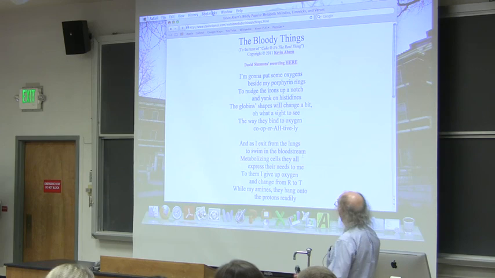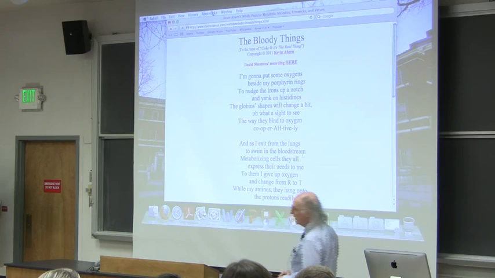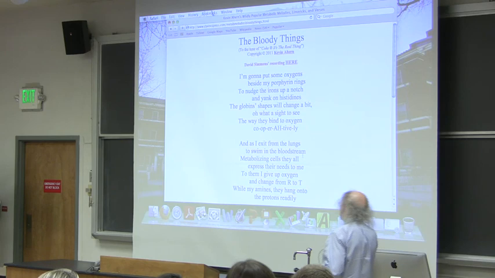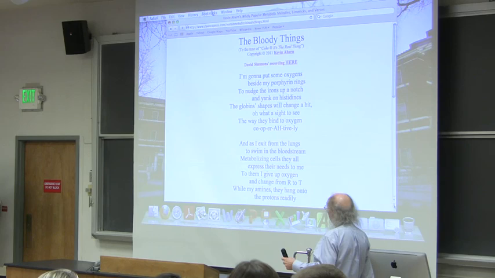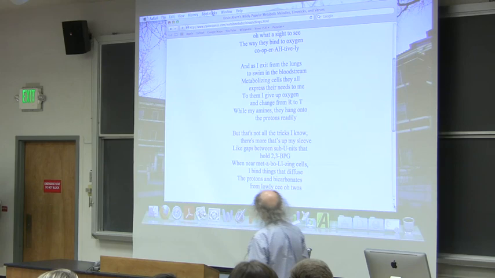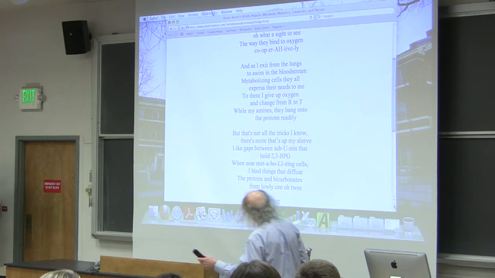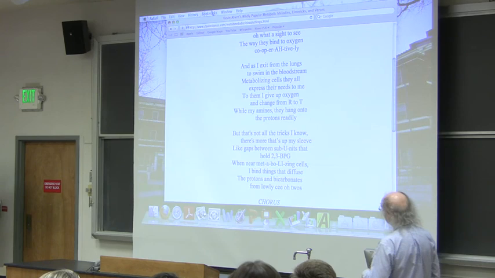I'm gonna put some oxygens beside my poor friend rings, to nudge the irons up a notch and yank on histidines. The globin shapes will change a bit, oh, what a sight to see, the way they bind to oxygen cooperatively. And as I exit from the lungs to swim in the bloodstream, metabolizing cells, they all express their needs to me. To them I give up oxygen and change from R to T. While my amines, they hang on to the protons readily.